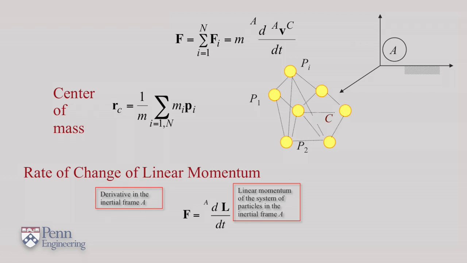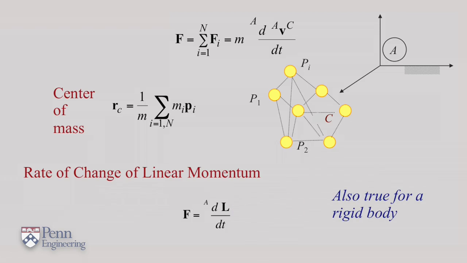Once again, the derivative of each of these quantities must be performed in an inertial frame in order for this equation to be valid. And by the way, this is also true for a rigid body. If you think about it, a rigid body is nothing but a set of infinite particles all glued together rigidly. So if it's valid for a set of particles, it must also be valid for a collection of infinite particles. So that was Newton's second law.